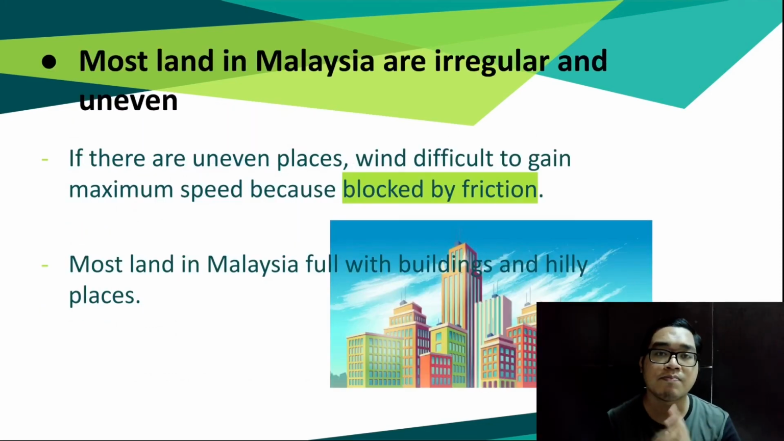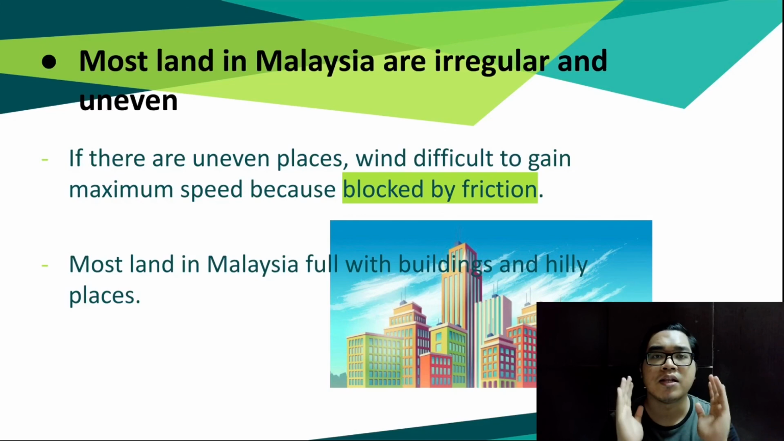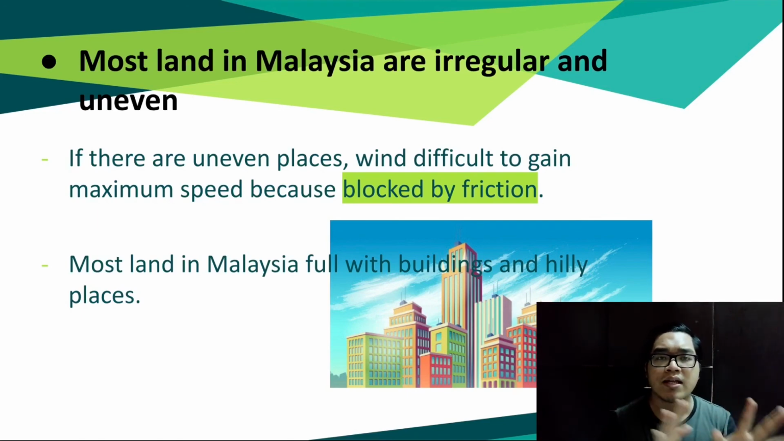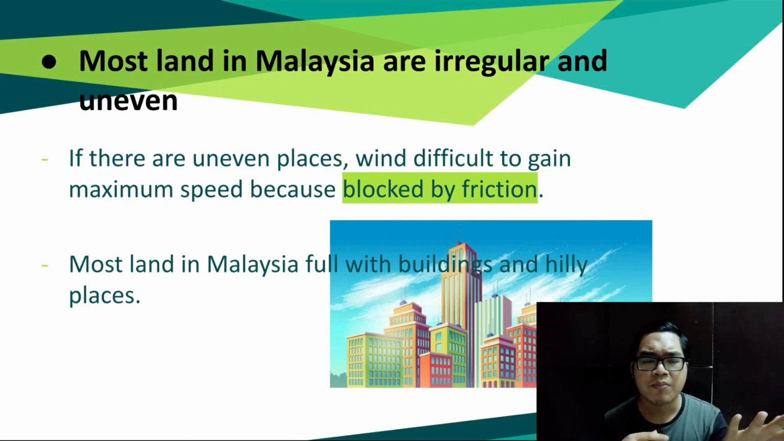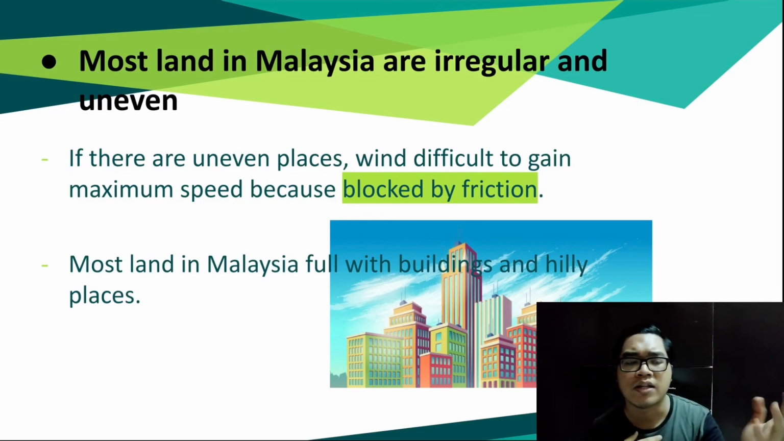And for the last part, most land in Malaysia is irregular and uneven. What I'm trying to say is that in uneven places, wind has difficulty gaining maximum speed because there are many disturbances, for example friction. So we cannot get the maximum wind speed. Most land in Malaysia is very irregular and uneven, for example there are many buildings and hilly areas, with a hill here and there.